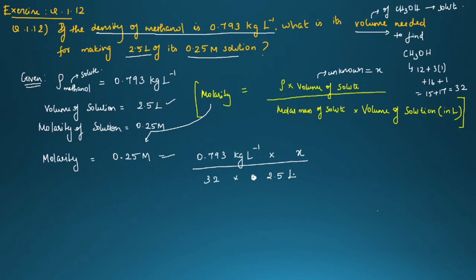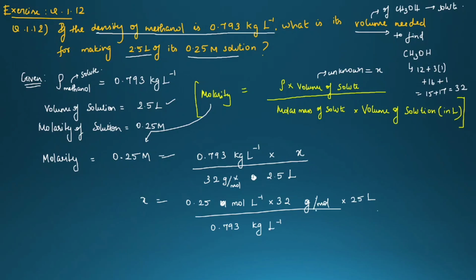So let's substitute into volume of solution in liters, which is given in the question as 2.5 liters. Let's take X to one side and all other known terms to the other side. So we'll get 0.25 molar, which can be written as mole into liter inverse, into 32 into 2.5 liters. Actually this is 32 grams per mole. So it will be 32 grams per mole into 2.5 liters divided by 0.793 kilogram liter inverse.